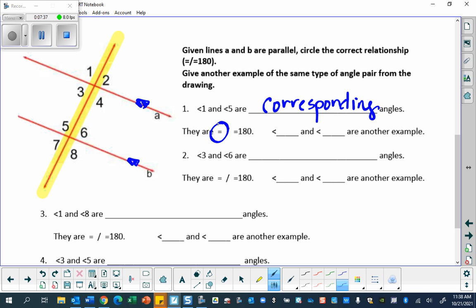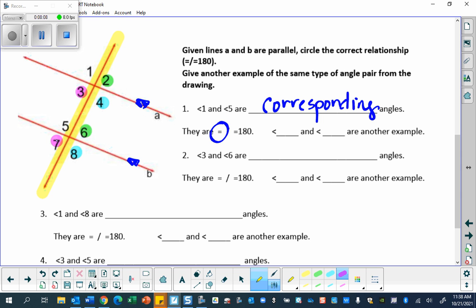Another example of corresponding angles, we can talk about a ton of examples. We can talk about 2 and 6 are corresponding angles. We can talk about 4 and 8 are corresponding angles. We can talk about 3 and 7. So whichever of those you listed together as a pair would be a good answer.